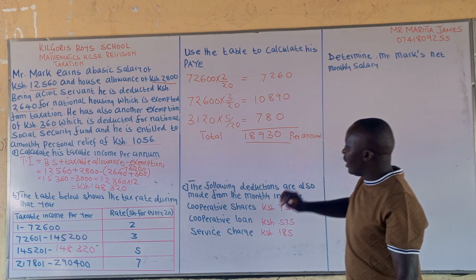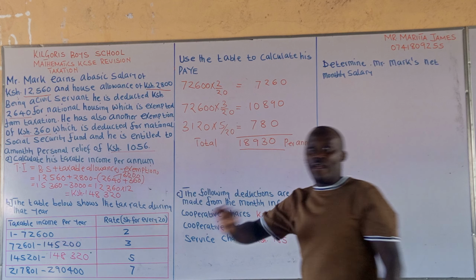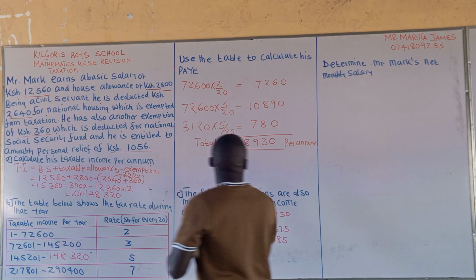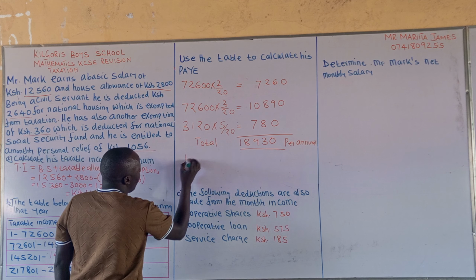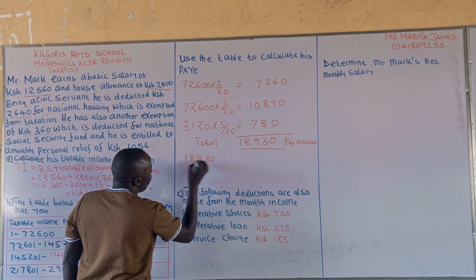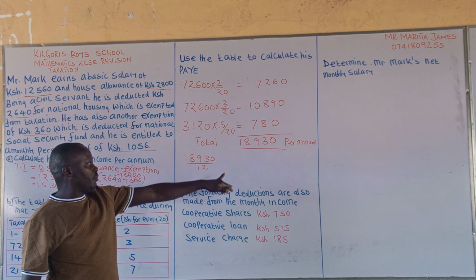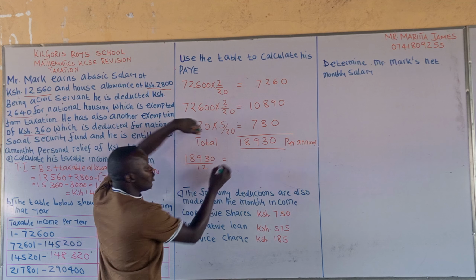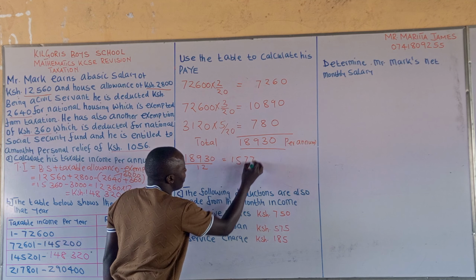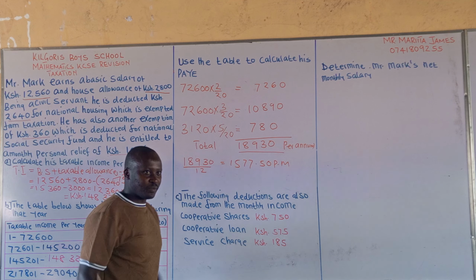We use the table to calculate pay as you earn, and we need to get this one per month. So per month, we take our 18,930 and divide it by 12. Dividing this value by 12, we get that the total tax paid is 1,577.50 per month.